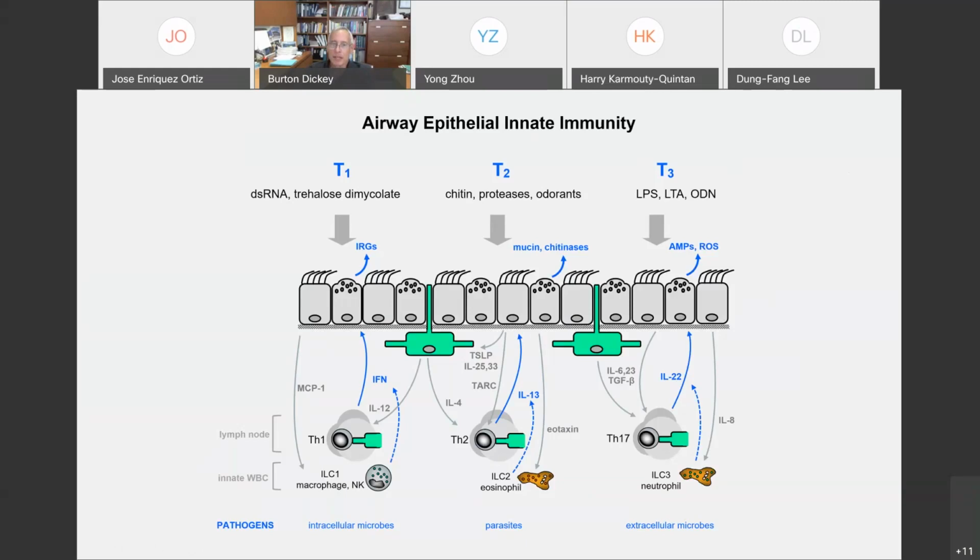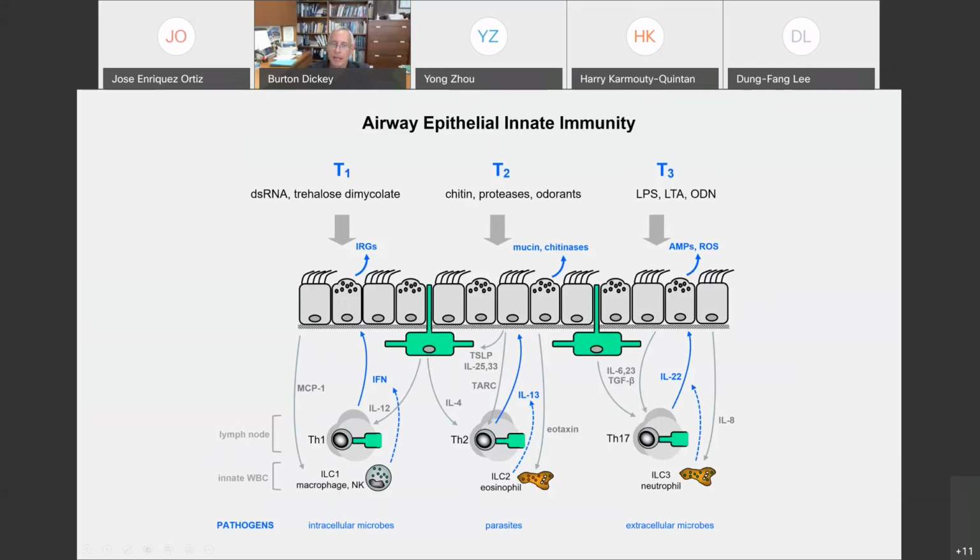Now, if you go up to the top line with the T1, T2, and T3, that indicates that immune reactions typically these days are divided into three types, type 1, 2, 3. And if you go down to the very bottom, the blue lettering, you see what these different responses have evolved to defend against. Type 1 responses are primarily against intracellular microbes. Type 2 responses are against parasites, these are helminths. And type 3 are against extracellular microbes.